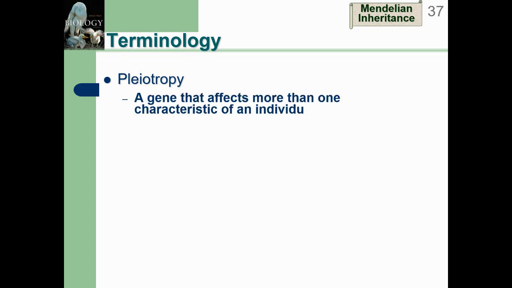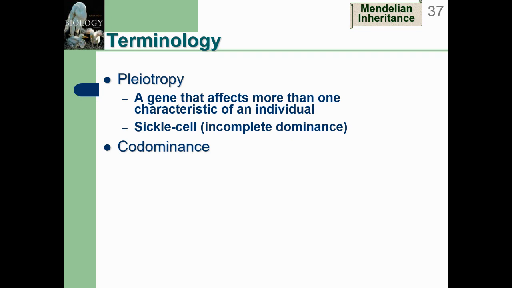Pleiotropy is when one gene affects more than one characteristic of an individual. So sickle cell anemia is an example of incomplete dominance, but it's also pleiotropic. It's a single gene but has lots and lots of different effects on an individual.